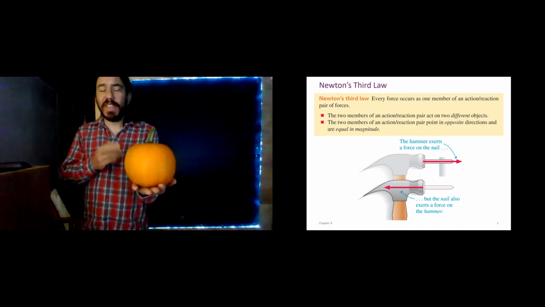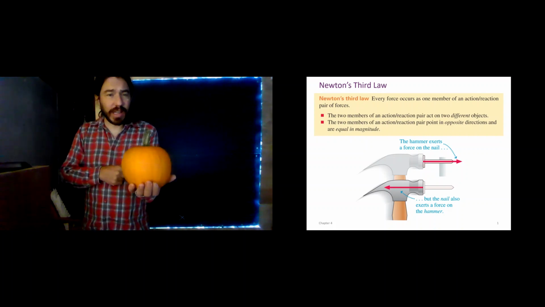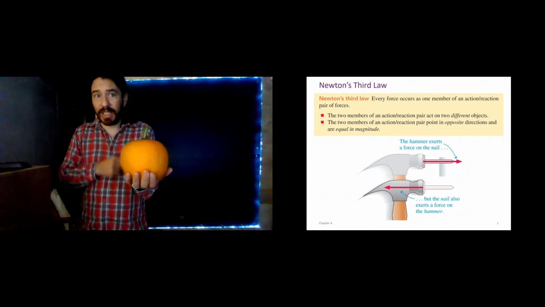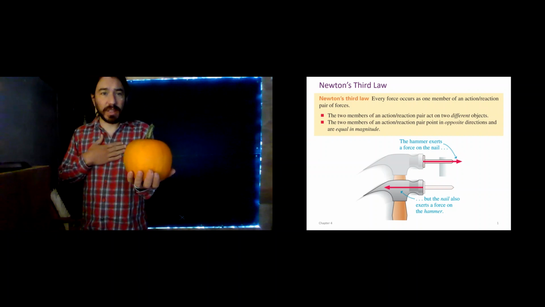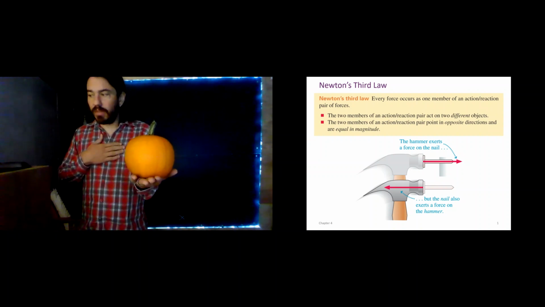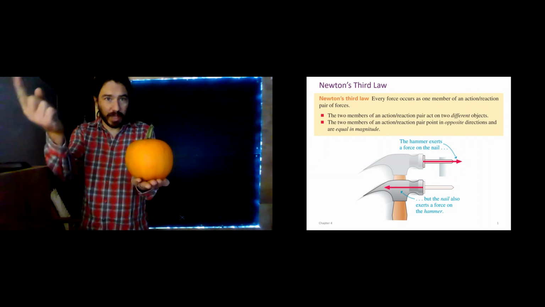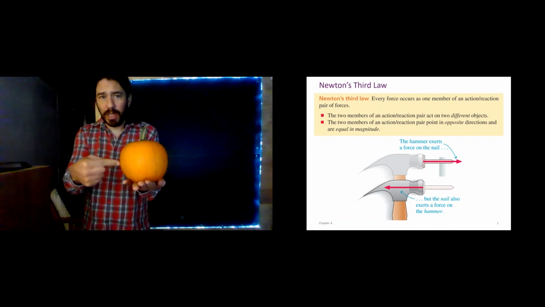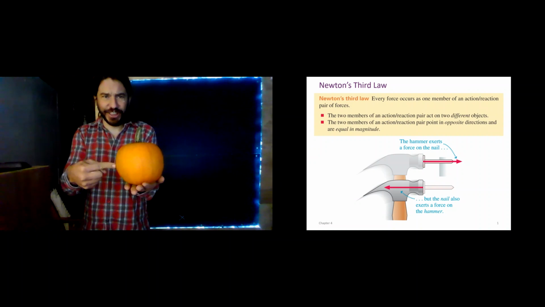Here I have a pumpkin. If this pumpkin was the only object in the entire universe, there would be no forces, because there would be nothing for the pumpkin to interact with. However, I also exist in this universe, and therefore I can apply a force to the pumpkin. Behold, I am applying a force to the pumpkin. I'm pushing on the pumpkin in that direction.